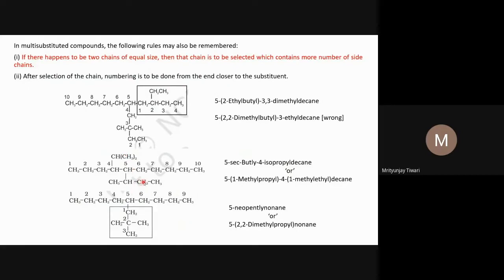in IUPAC nomenclature if there is no further branching in these groups. There is no further branching that we see here. So we can also write this as isopropyl in the IUPAC nomenclature, or secondary butyl in the IUPAC nomenclature.